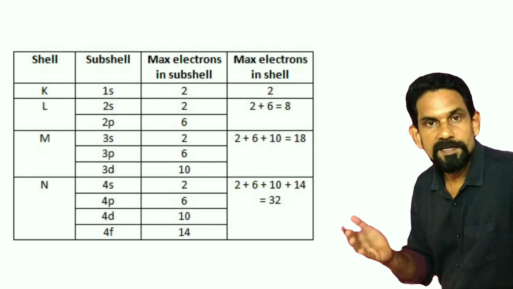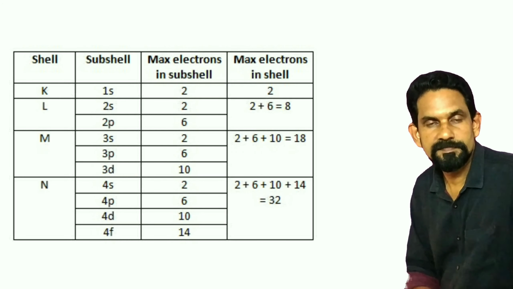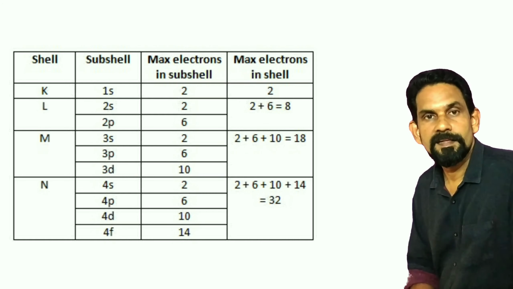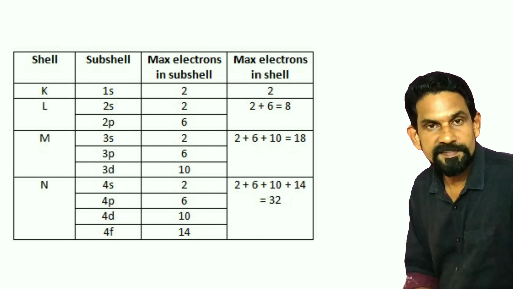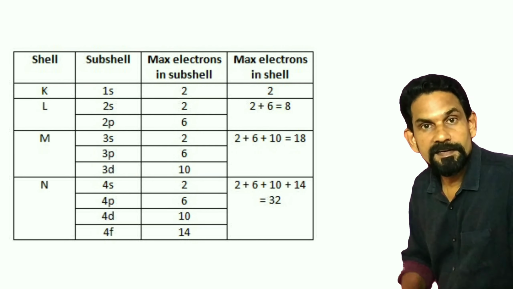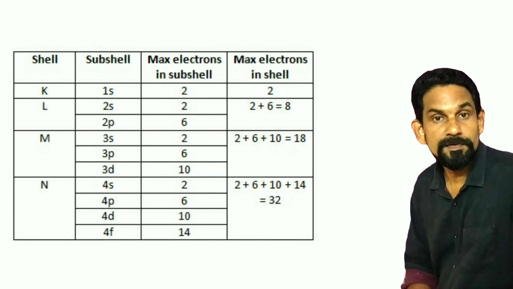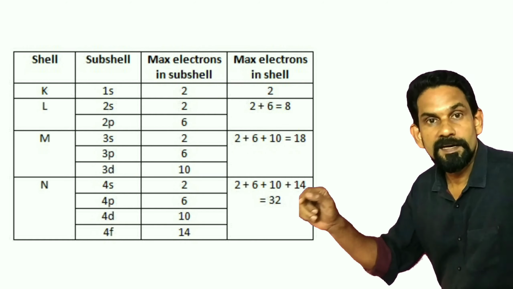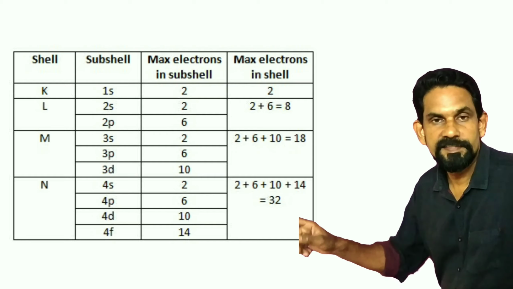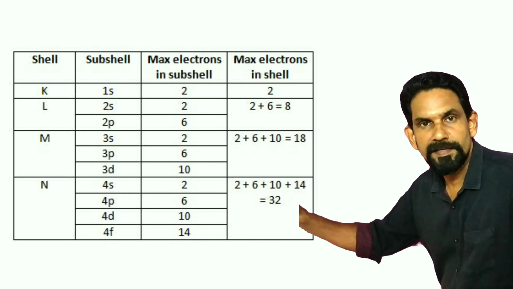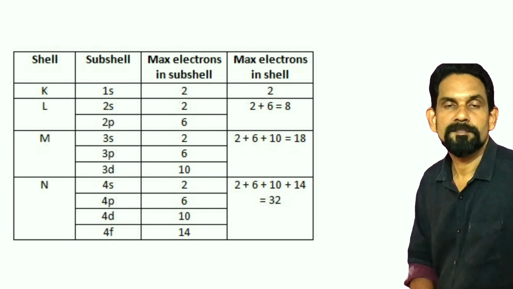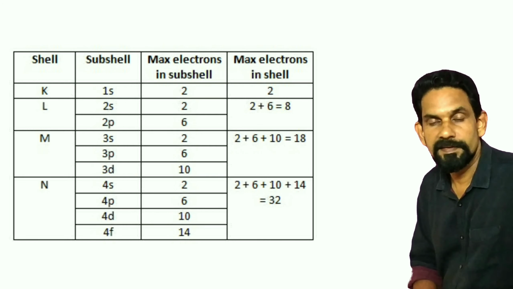By adding 4 to 2 we will get 6. That is the number of electrons in P subshell. Then adding 4 to 6 we will get 10. That is the number of electrons in D subshell. And also by adding 4 to 10 we will get 14. That is the number of electrons in F subshell. So like this we can find out the maximum number of electrons in each subshell.